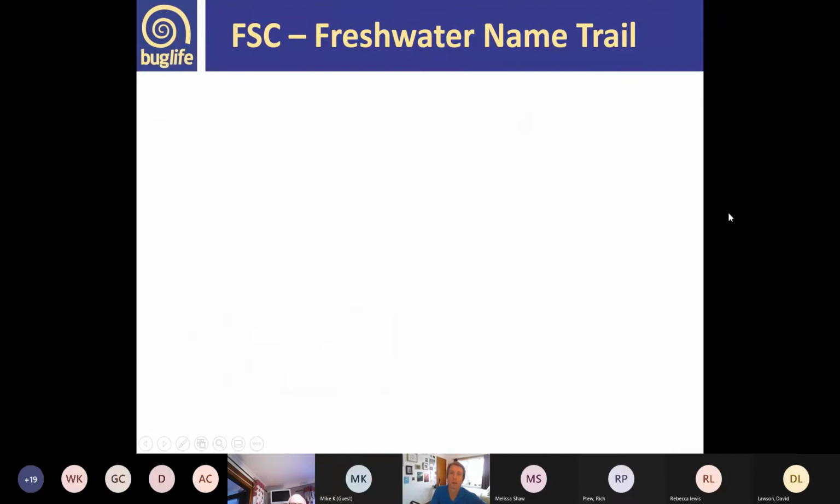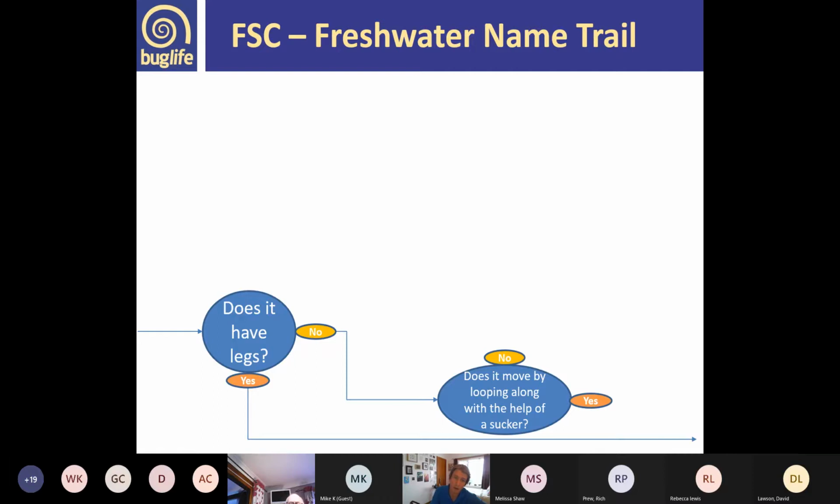Where was I? I was leaving the cased caddisfly larvae and onto the next section of the freshwater name trail. So it doesn't live in a case or shell. Does it have legs? That's a yes or no question. If it does have legs, then we're going on to the next slide. But in this case, we're dealing with the creatures that we've encountered that don't have legs.